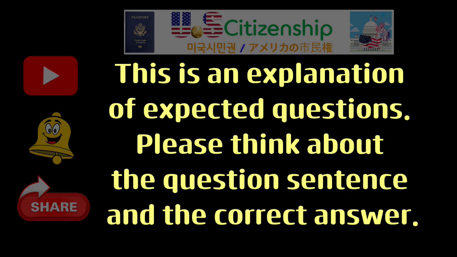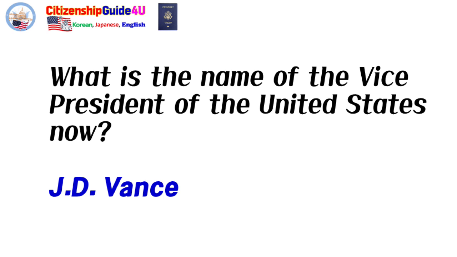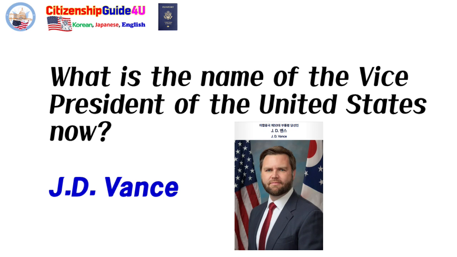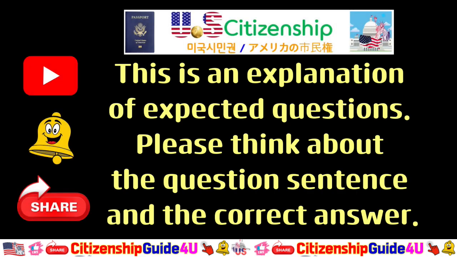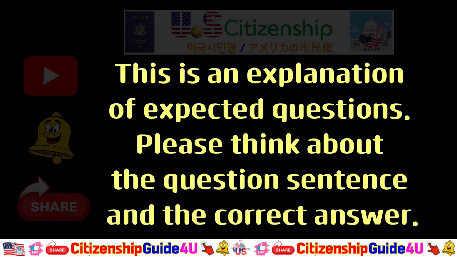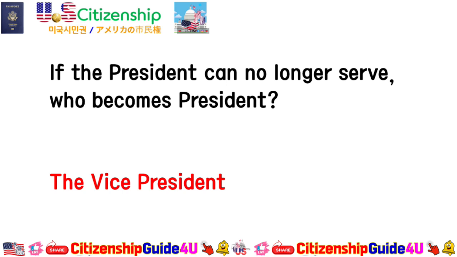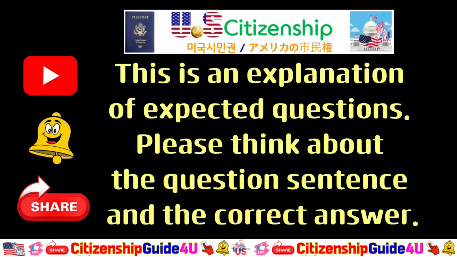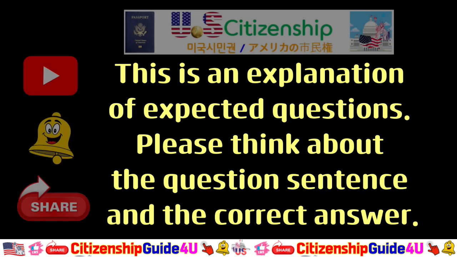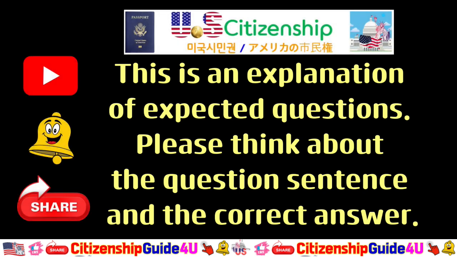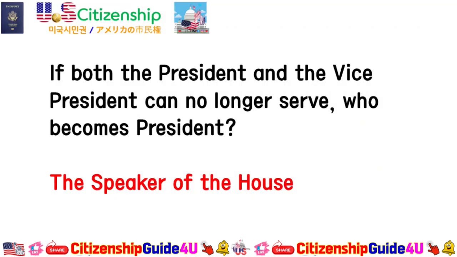J.D. Vance is the Vice President of the United States as of January 20, 2025. What is the name of the Vice President of the United States? J.D. Vance. If the President of the United States can no longer serve, the Vice President assumes the role of President. If the president can no longer serve, who becomes president? The Vice President. If for any reason the Vice Presidency is also vacant, the presidential line of succession proceeds to the Speaker of the House of Representatives. If both the president and the vice president can no longer serve, who becomes president? The Speaker of the House.